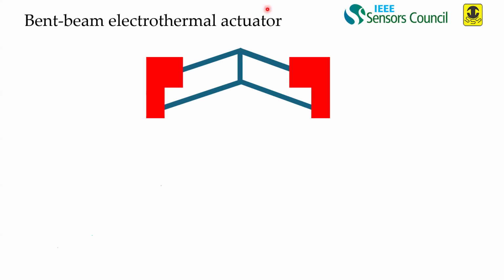Okay, bigger one. No, here in this case, the smaller one will try to respond sooner. Why this one? Yeah, okay, why the smaller one? Because heat will be higher for a shorter beam than the longer beam.